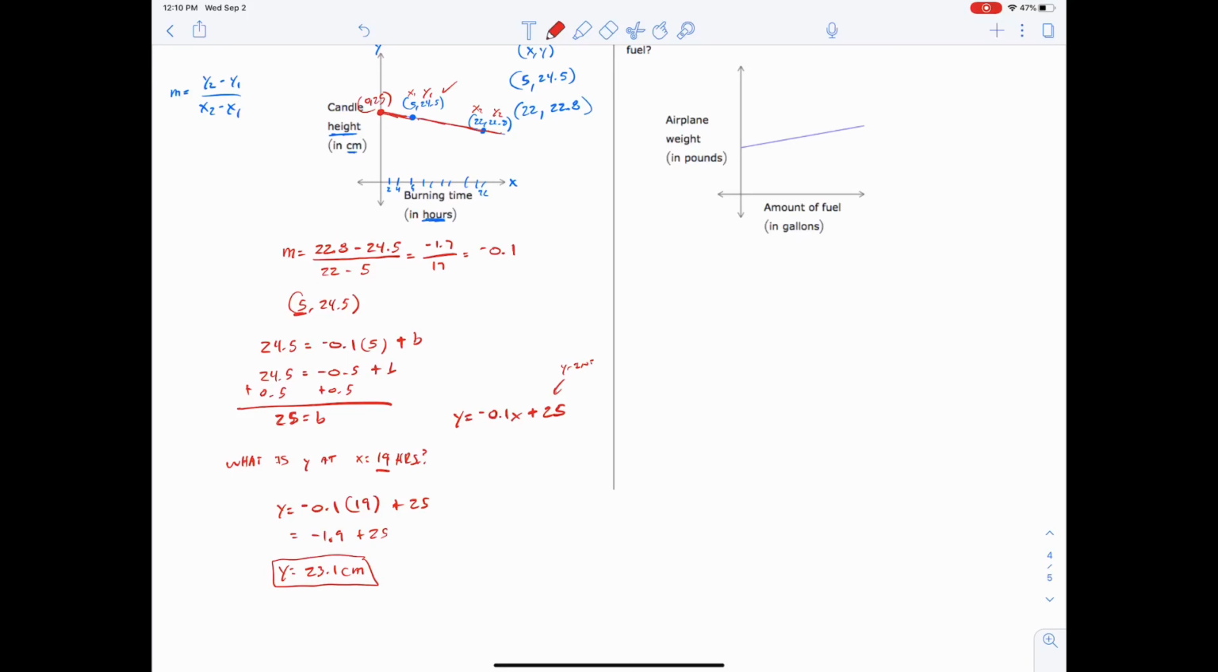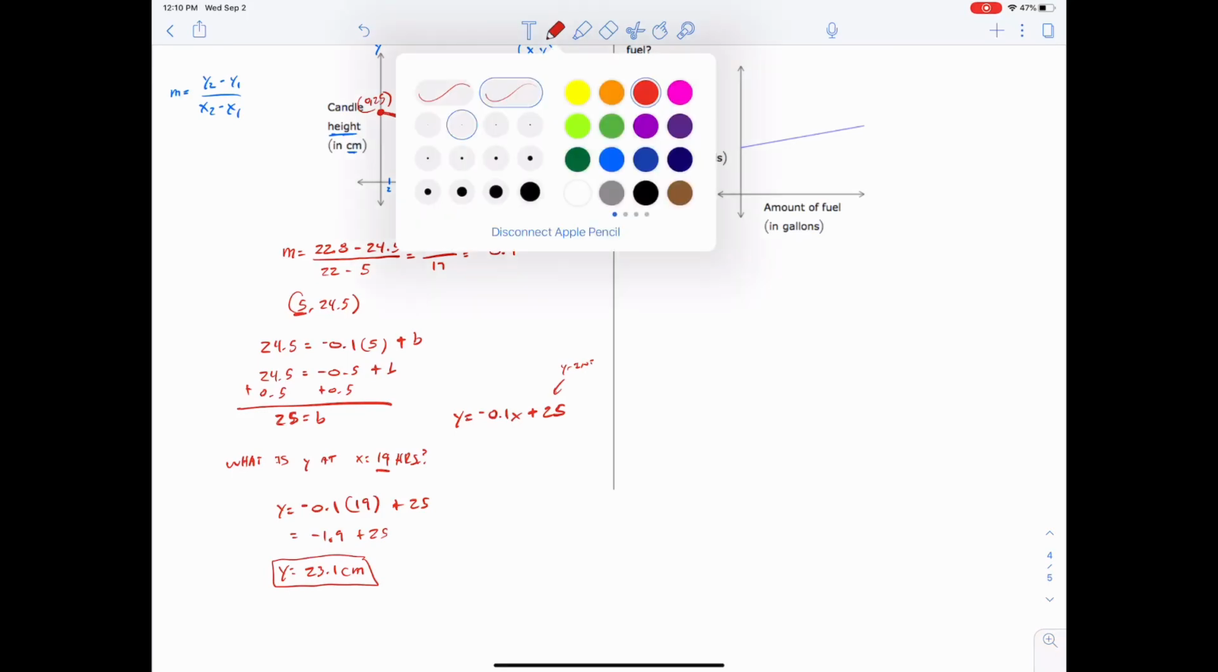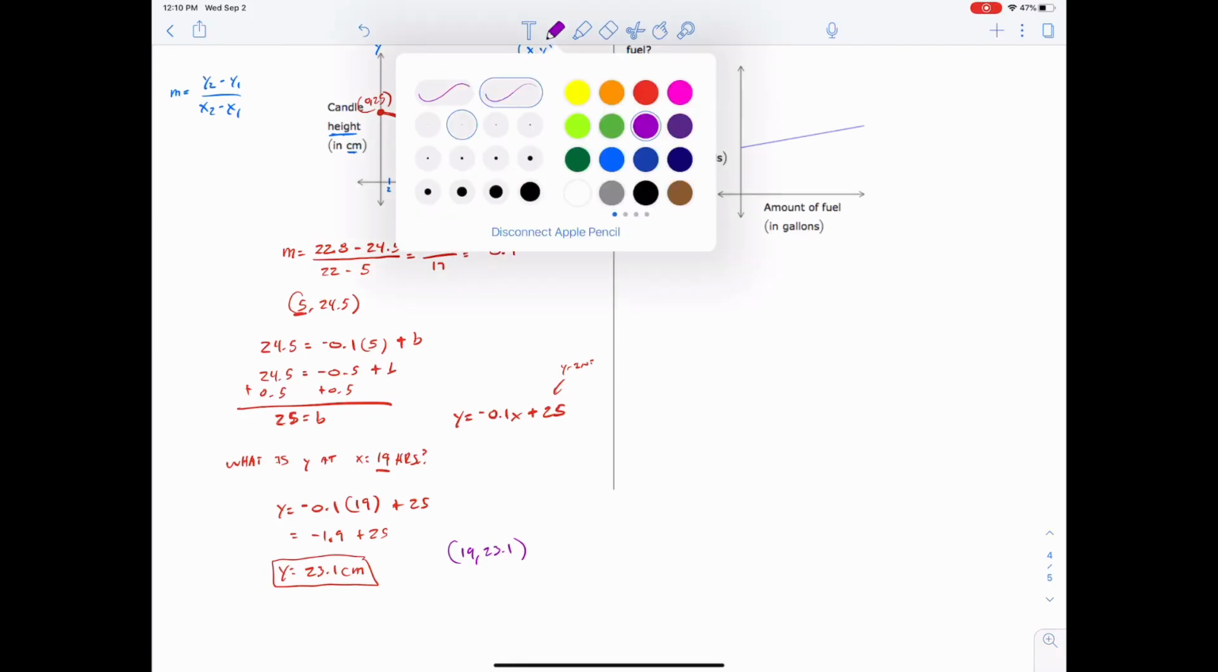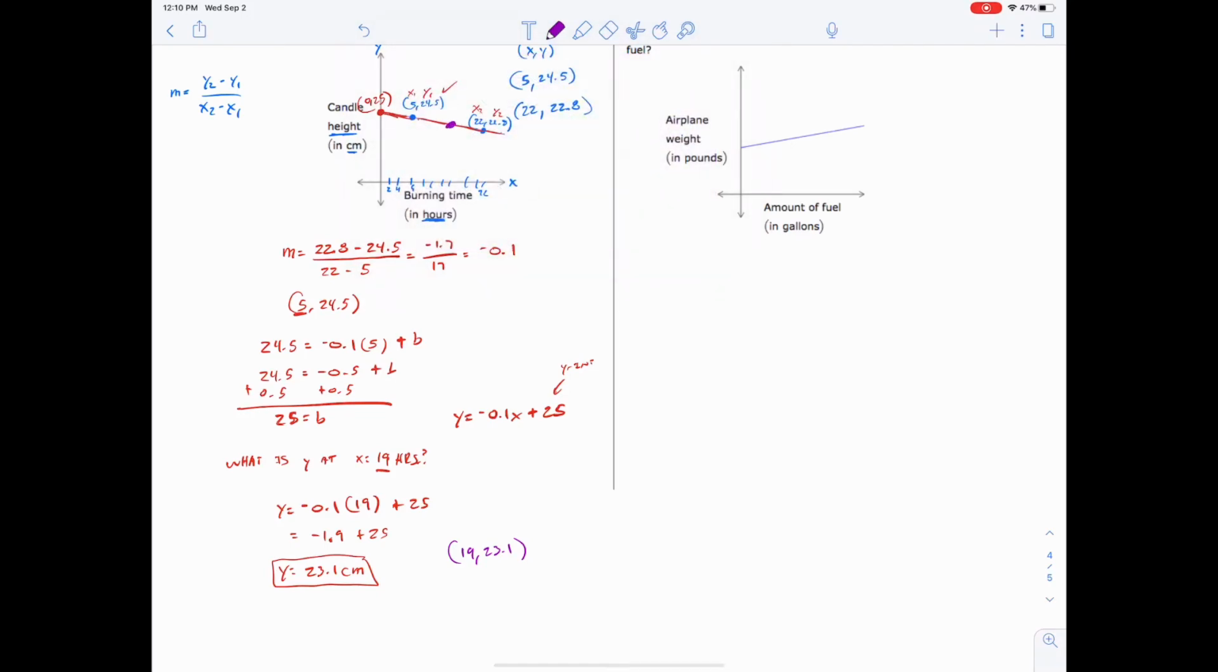So if I plotted that point, let's see if I can find a different color here. Maybe purple might show up better. This is going to be 19, 23.1. That's going to be that point. I'm just going to guess kind of where it would be. This is going to be way off, so forgive me, but I'm going to say right there. Obviously it's not the exact point where it would be. There's a lot of human error where I put the tally marks and everything of that nature. But hopefully you understand and are able to grasp what we're looking for here.